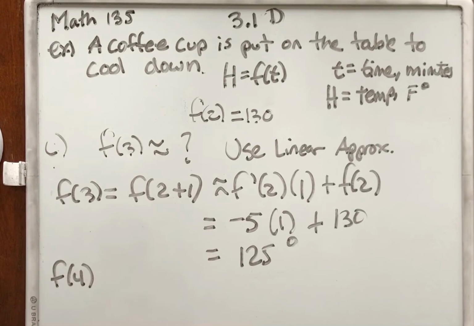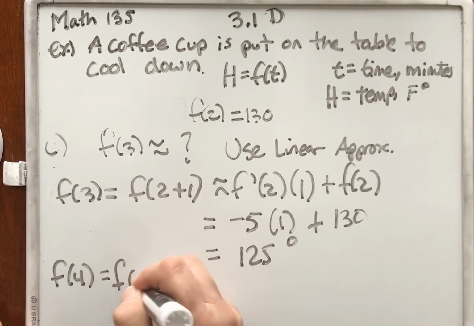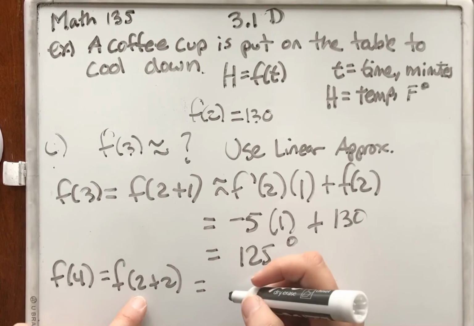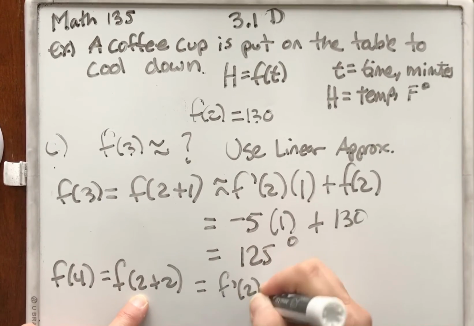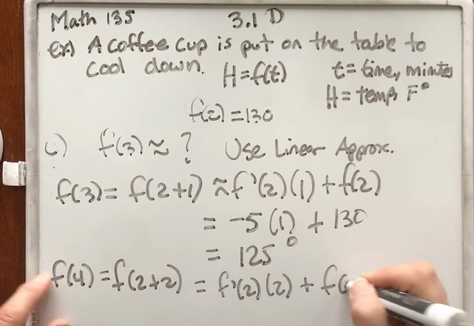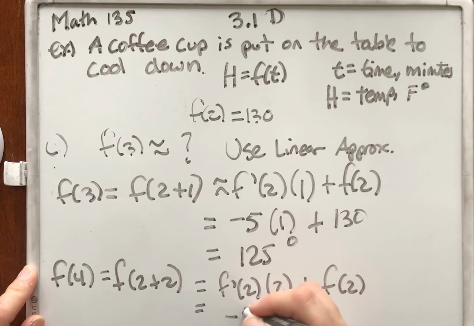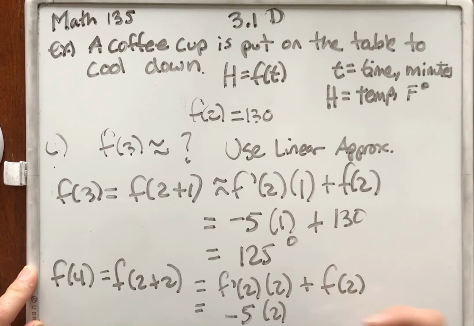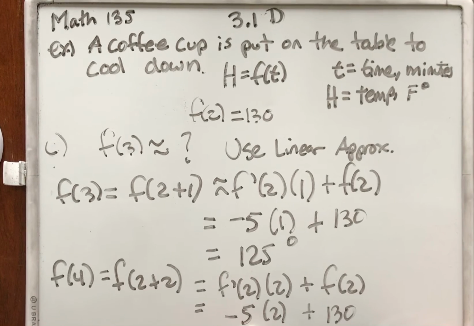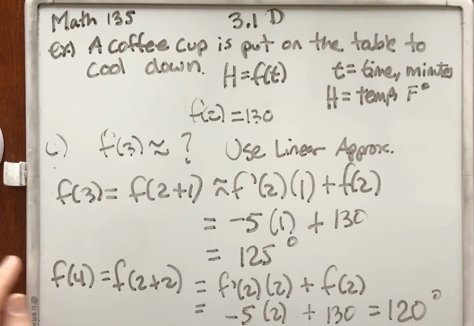F of 4. Well, f of 4 is f of 2 plus 2, right? F prime of 2, this is our delta x, times 2, plus f of x, f of 2. All right, f prime of 2 we said was -5 times 2, and f of 2 we said was 130. So this is a -10 plus 130, which is 120 degrees.